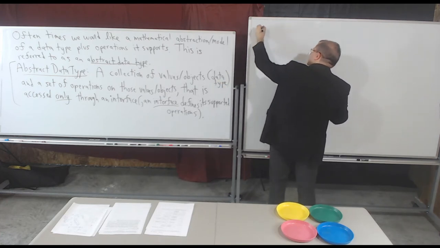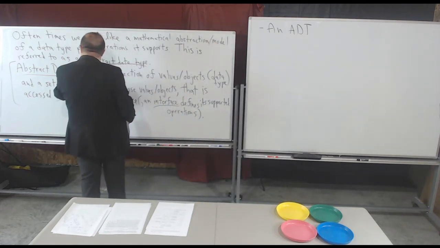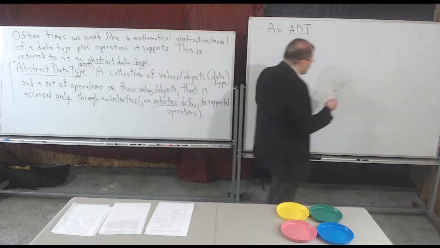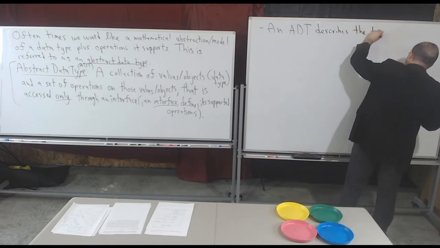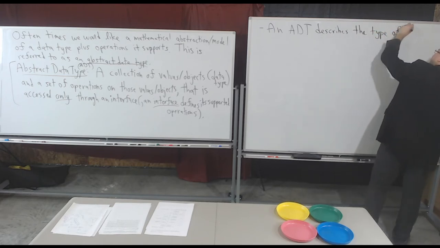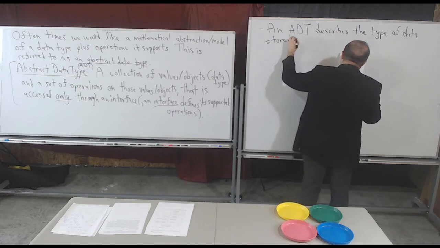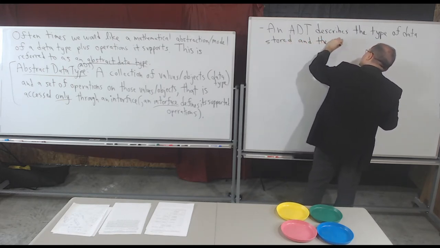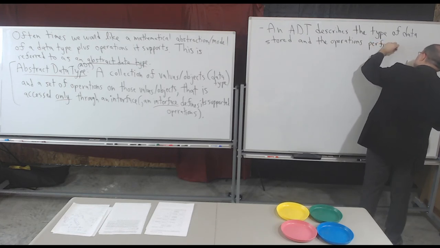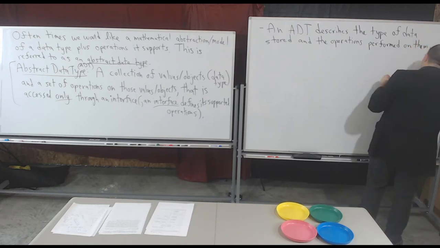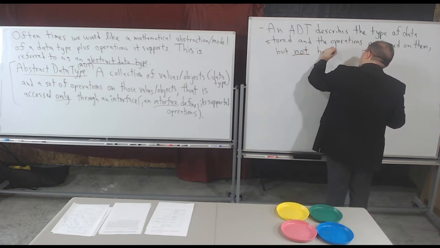So I'm just going to write in what I just said. And ADT, by the way, just in case, I should write down ADT over here. That's the acronym, ADT. And ADT describes the types, the type of data, the data stored, and the operations performed on them. But, this is a big but, not how it does it.